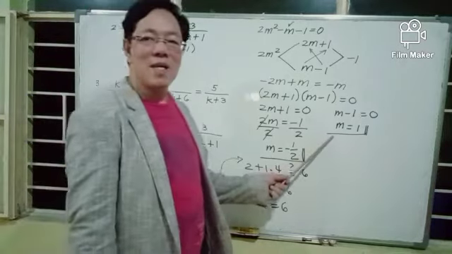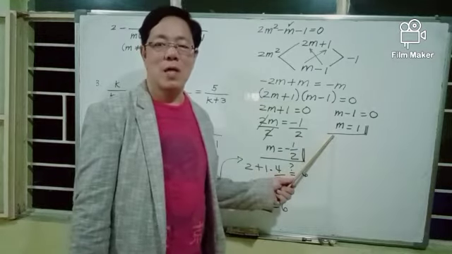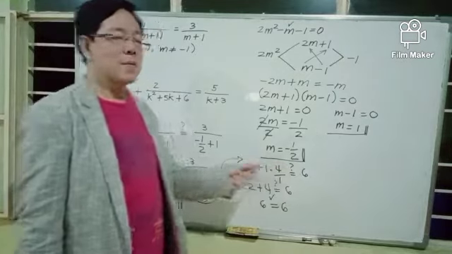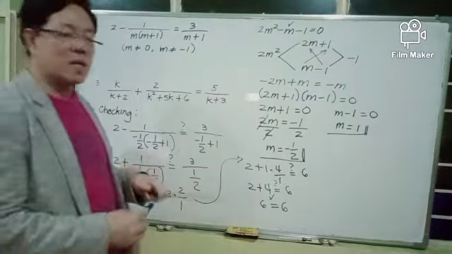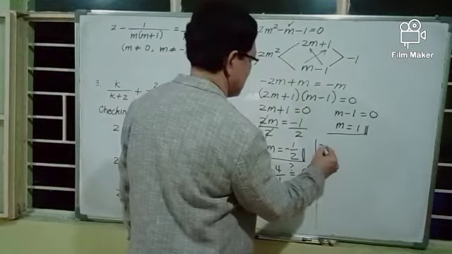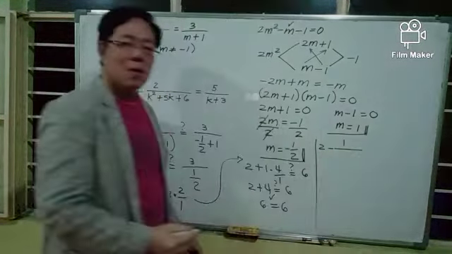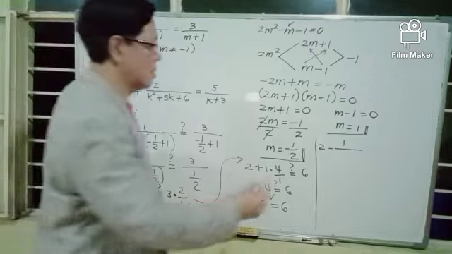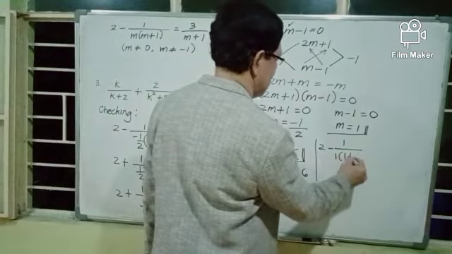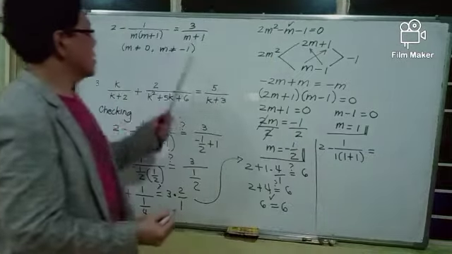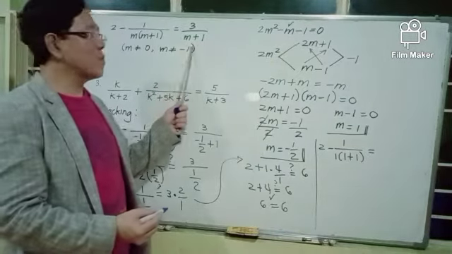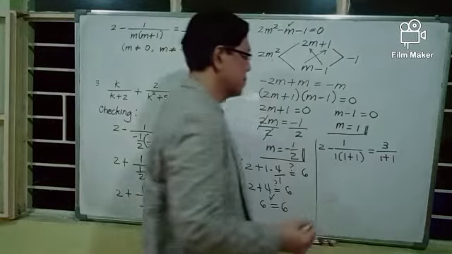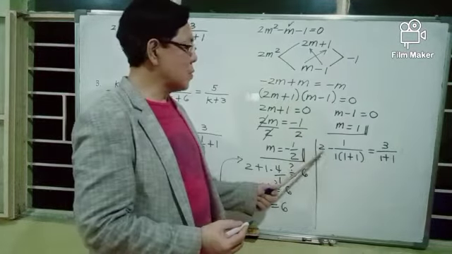Now we check if the second value, m equals 1, is also a correct solution by replacing m with 1. We have 2 minus 1 over m is 1, 1 times quantity 1 plus 1, equals 3 over m is 1, 1 plus 1. To simplify the left hand side, we have 2 minus 1.